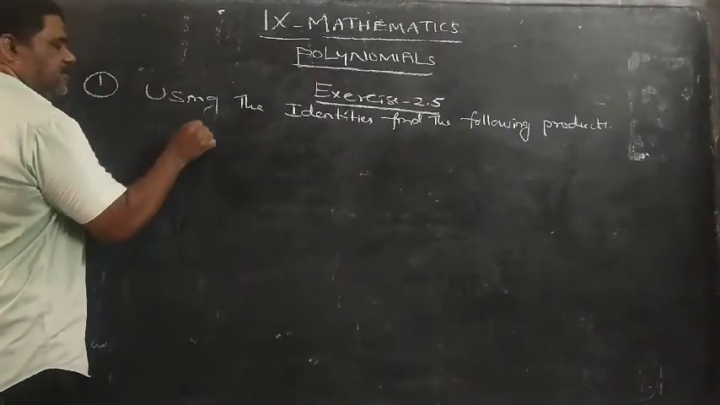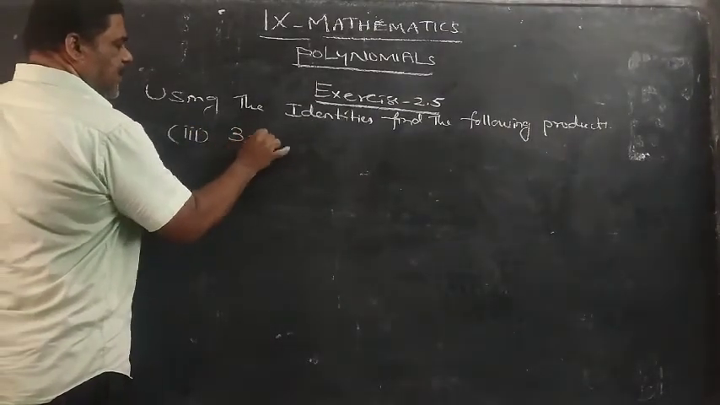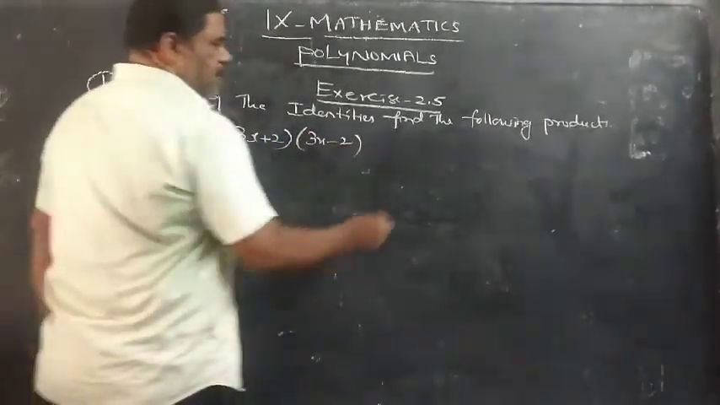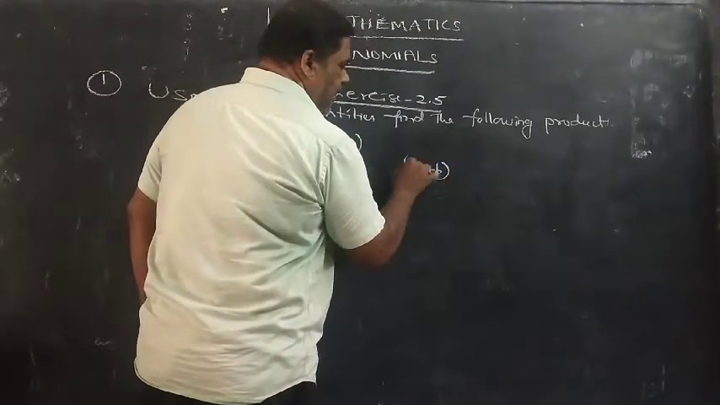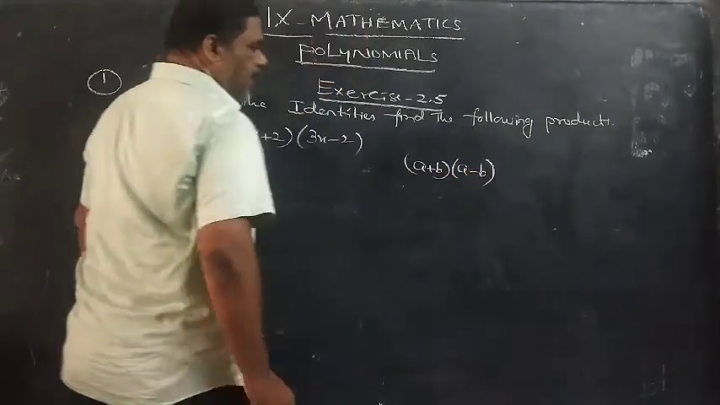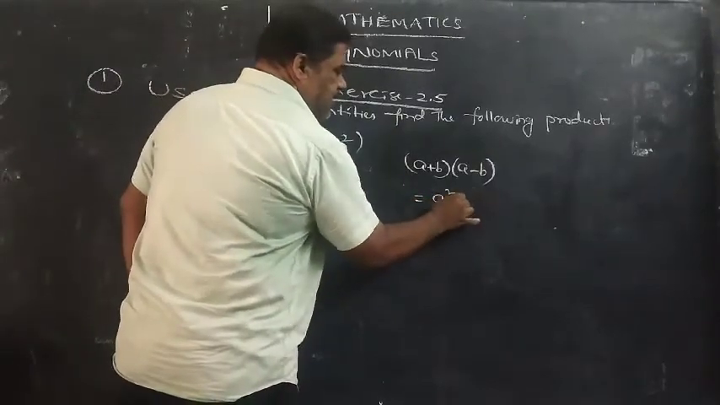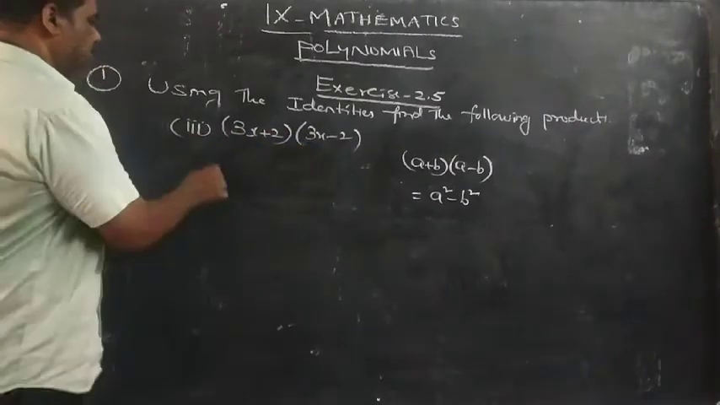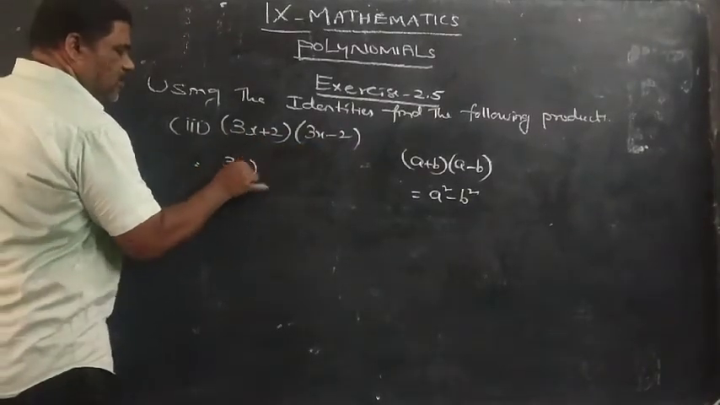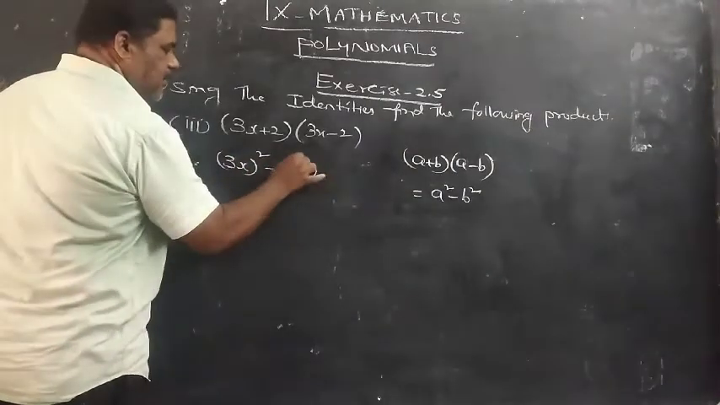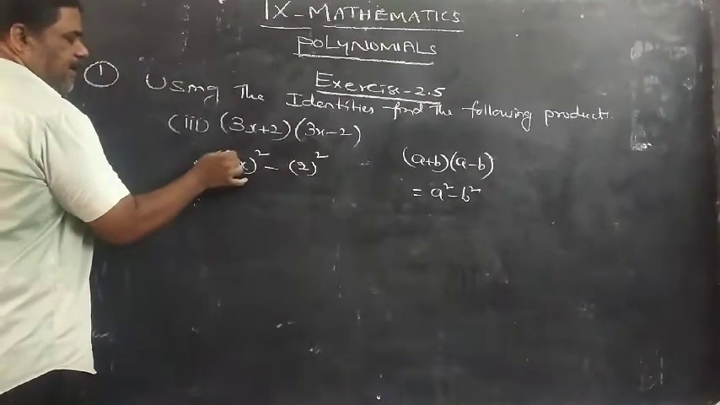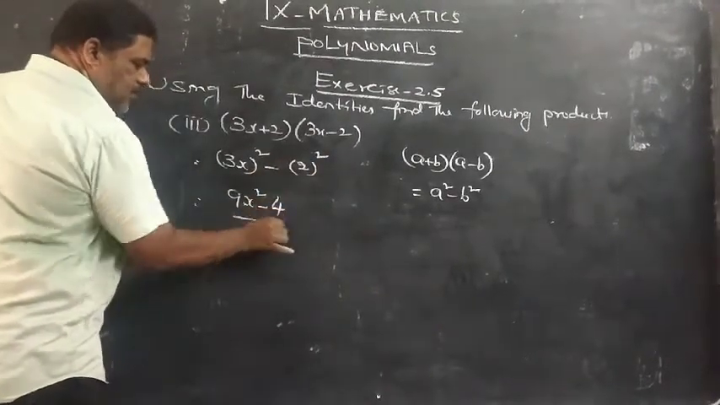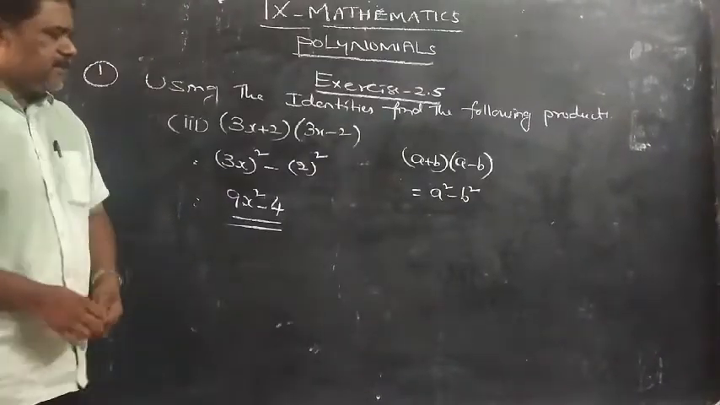Write the third one, 3x plus 2 into 3x minus 2. This is in the form of a plus b into a minus b. A plus b into a minus b is a square minus b square. So a square, that is 3x whole square, minus b square, 2 square. 3 squared is 9, so 9x square, and 2 square is 4. So the answer is 9x square minus 4.